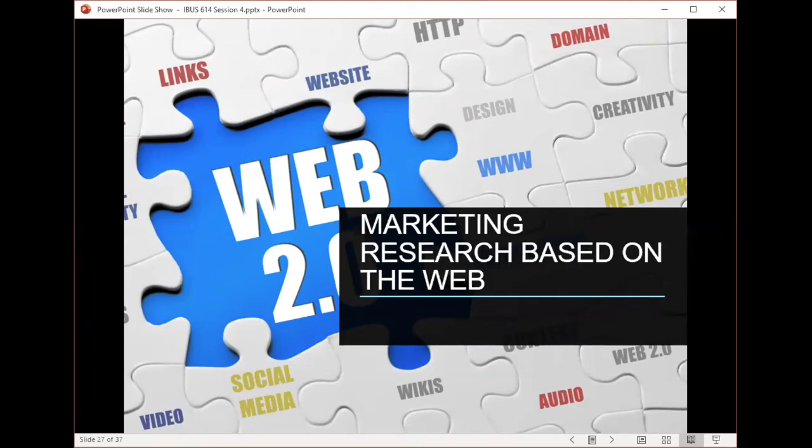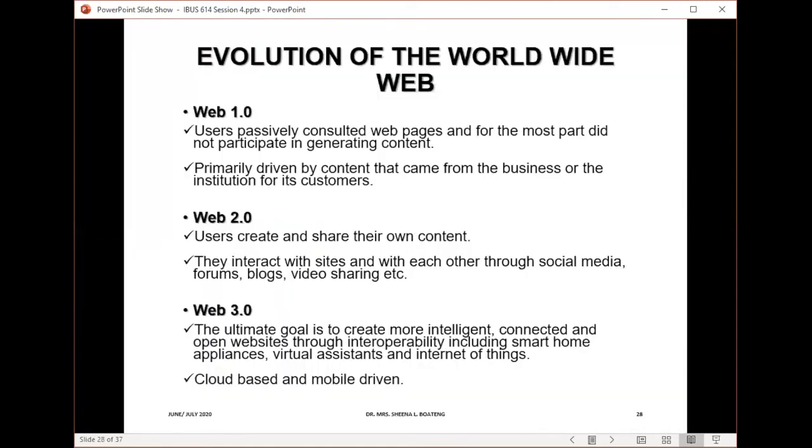Okay. All right. So finally, let's talk about marketing research based on the web, or as we all know it, the internet, right? The internet has made it so easy for almost all of us, in fact, let me say all of us, to do a great amount of research. So to be able to understand how the internet is facilitating our research in these current times, let's talk briefly about the evolution of the World Wide Web, being the internet.